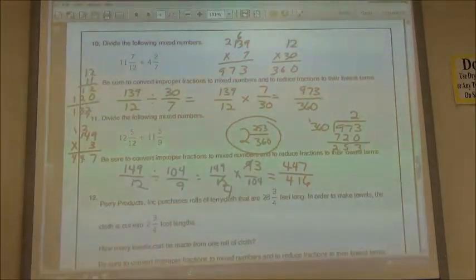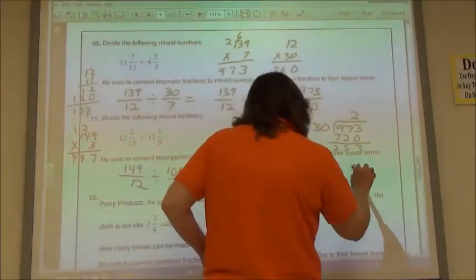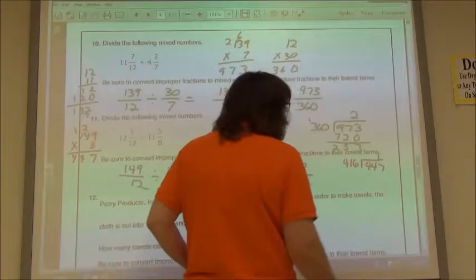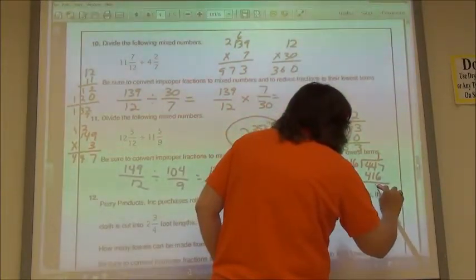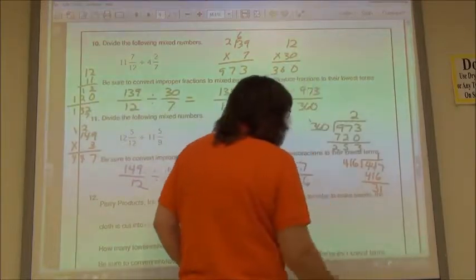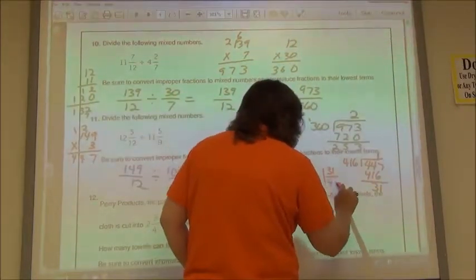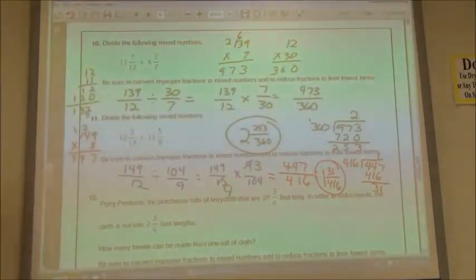And so changing that into a mixed number, I have to do my long division. So 416 into 447, only going to go one time. We can see that hopefully. And I have to subtract, and I get 31 left over. So I get 1 and 31 over the 416, which was my denominator. Smush that right in there.